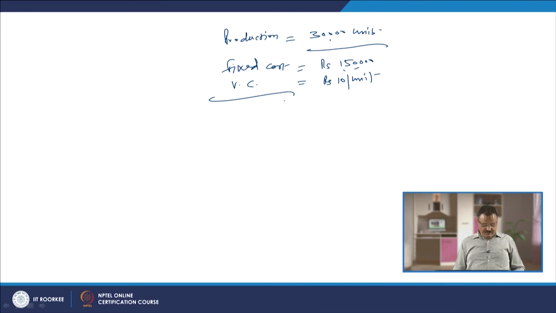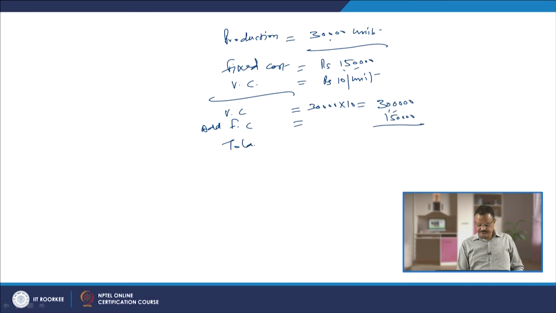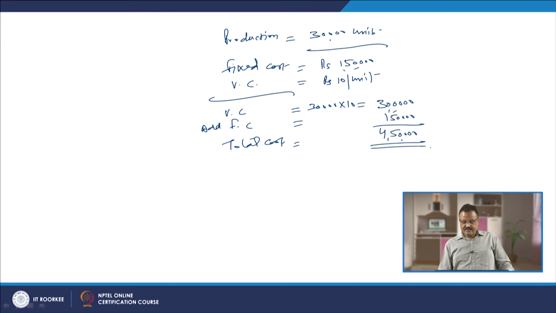To calculate the total cost of production, what is the variable cost? You will calculate the variable cost, 30,000 into 10, will be how much? 3 lakh rupees, right, and add the fixed cost. That will remain fixed, that is 150,000. So, what is the total cost here? Total cost is 4,50,000 rupees, that is 3 lakhs plus 150,000. Now, what is marginal costing?